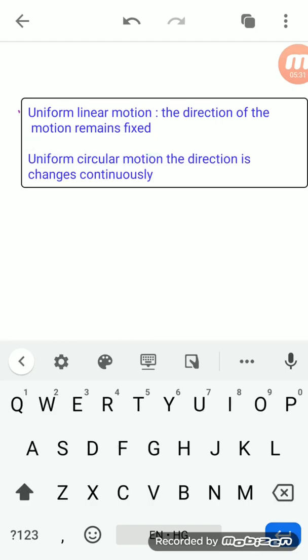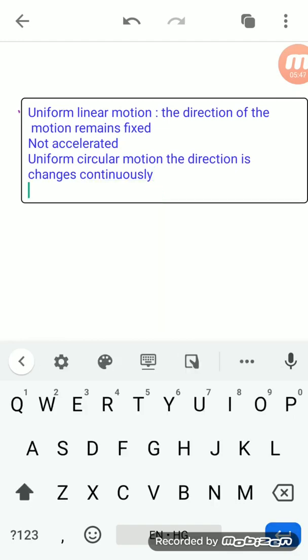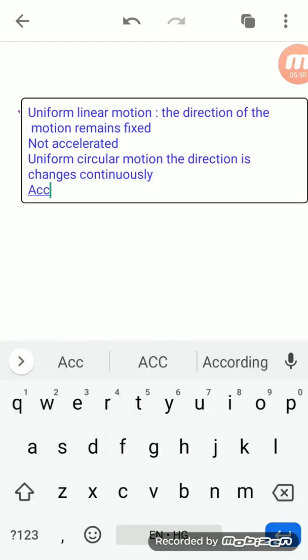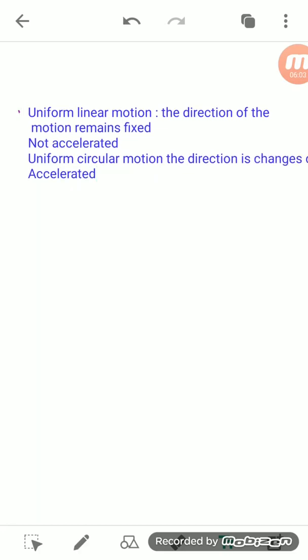So due to the direction of the motion remaining fixed, the uniform linear motion is not accelerated. But here, due to the change in direction, it is always accelerated. This is the important characteristic of circular motion: the direction of the motion changes continuously. This is the basic difference between uniform linear motion and uniform circular motion.